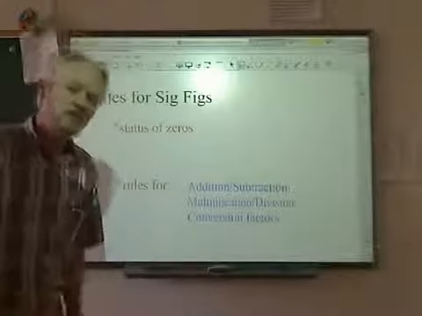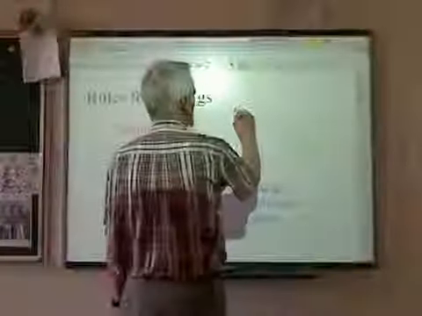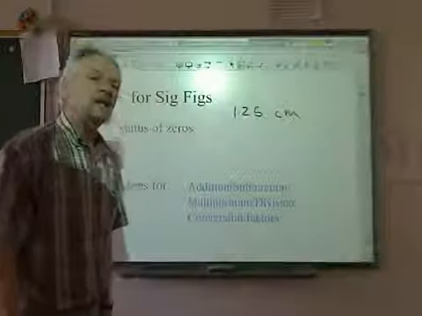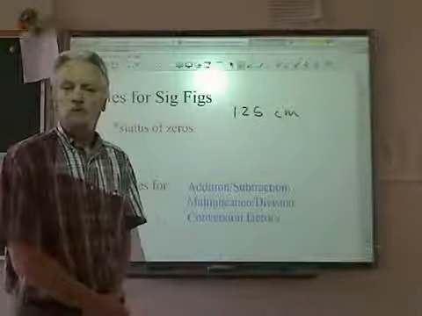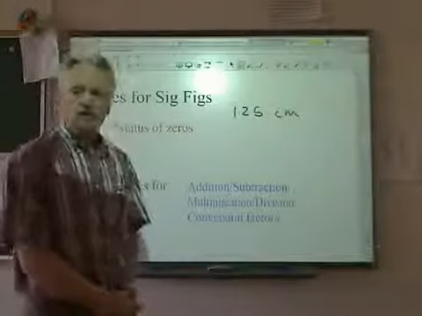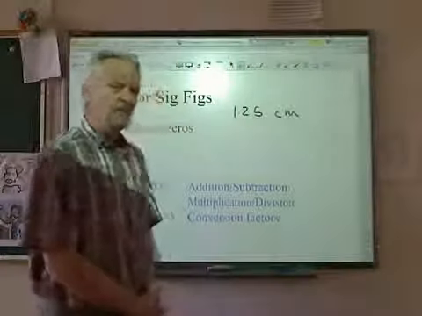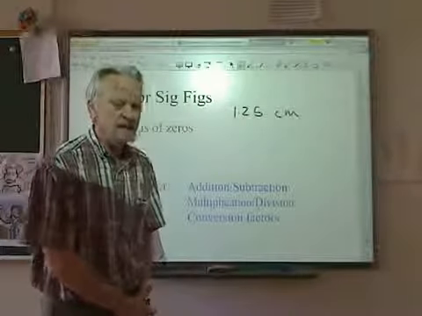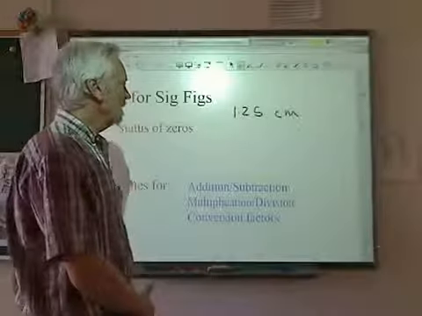The status of zeros is fairly easy to lay out at the beginning. Any non-zero digit is considered to be significant. So for example, if I were to measure a length of something and write down 1.25 centimeters, my significant figures would be 3. All 3 of those are significant. Note that this last digit, the 5, may not be certain, but I'm allowed to estimate its value and record it as a significant figure.